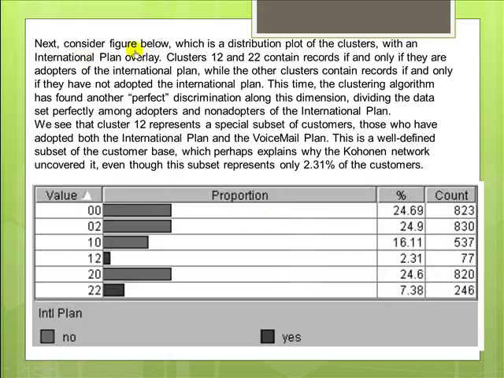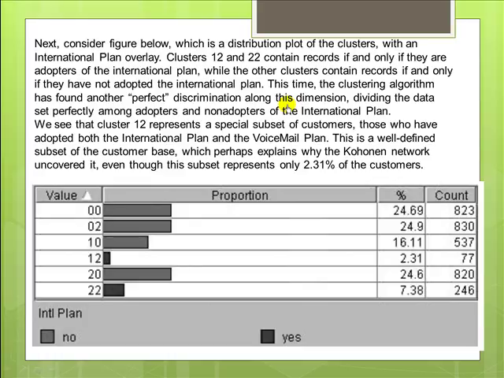Okay, let's keep going. Next, consider the figure below, which is again a distribution of the clusters, but this time with international plan as the overlay. So we have the same clusters here, same proportions and counts, but the overlay is international plan. Now we can see that this one and this one are, it's amazing that this is so clear. It's not like half and half here. It's like 100% is yes in this one, and 100% is yes in this one. This time the clustering algorithm has found another perfect discrimination along this dimension. Remember, dimension means variable, and international plan is a variable, so we're talking about along that variable. Dividing the data set perfectly among adopters and non-adopters of the international plan.